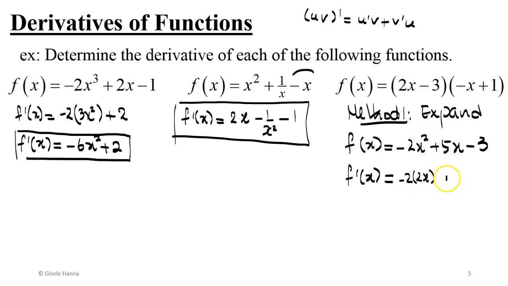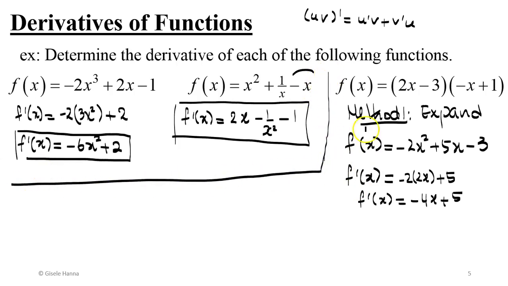So drop the exponent, subtract 1 from the exponent. Then 5x is linear, x is to the power of 1, so the derivative is just the coefficient there, and minus 3 is a constant, so its derivative is 0. So over here, simplifying this would give me f prime of x equals negative 4x plus 5. Now that is the first method.